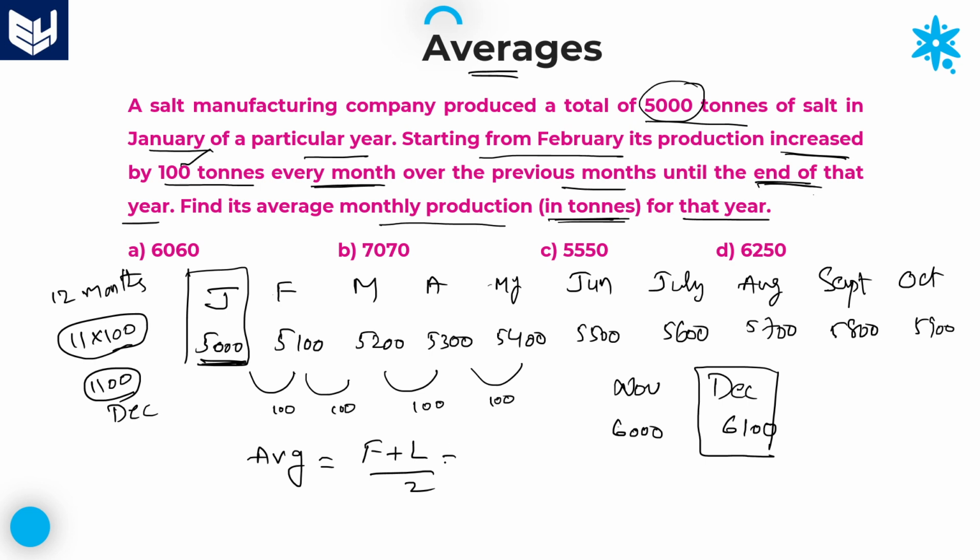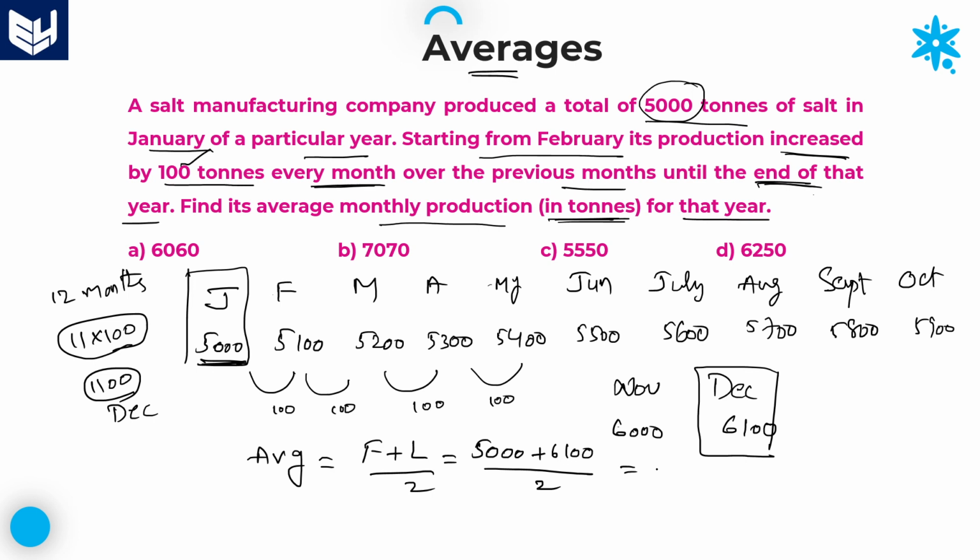Here you know the first number is 5,000 and the last number is 6,100. That is the average of those two values, which will give you the average of all the numbers: 5,000 plus 6,100 divided by 2.